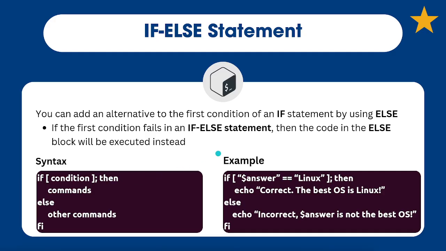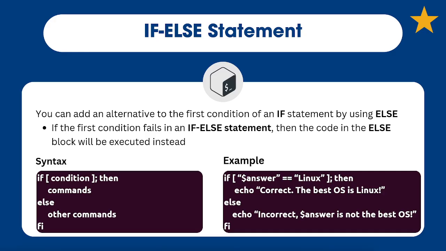So here in our example on the right, we're expanding it, making our program a little bit more robust, more dynamic. Here we say, if the answer is Linux, we're still going to say correct. The best OS is Linux. In any other situation, so in any other answer that's not equal to Linux, the else is going to catch it. It's going to say incorrect. And we can actually reference the variable in our output. So we're saying whatever answer you put is not the best OS, because we're assuming that answer wasn't equal to Linux.